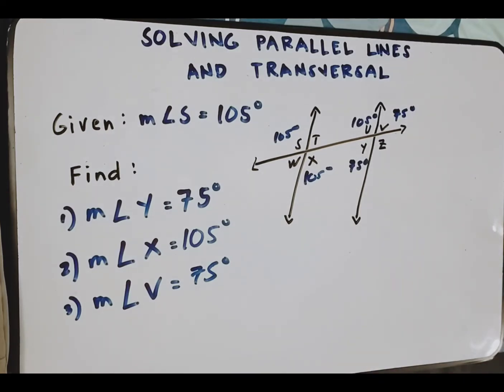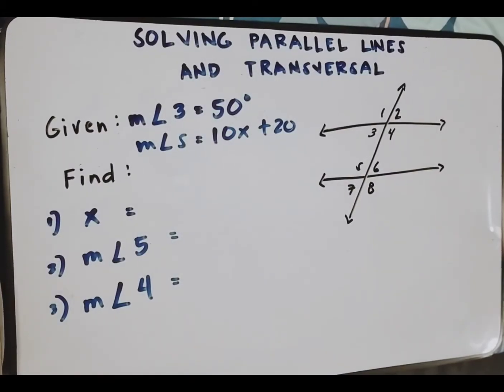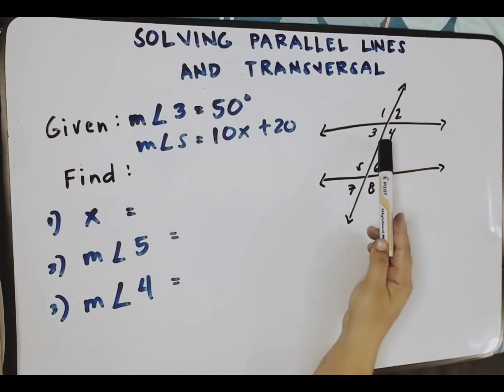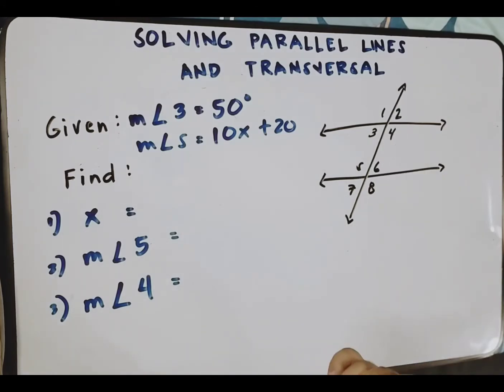So, that's it. Third one: given the measurement of angle 3 is equal to 50 degrees and the measurement of angle 5 is equal to 10x plus 20. We're going to solve for the value of x, the measurement of angle 5, and the measurement of angle 4. This time, there is an unknown value. So again, the first thing is always to determine their angle relationship.